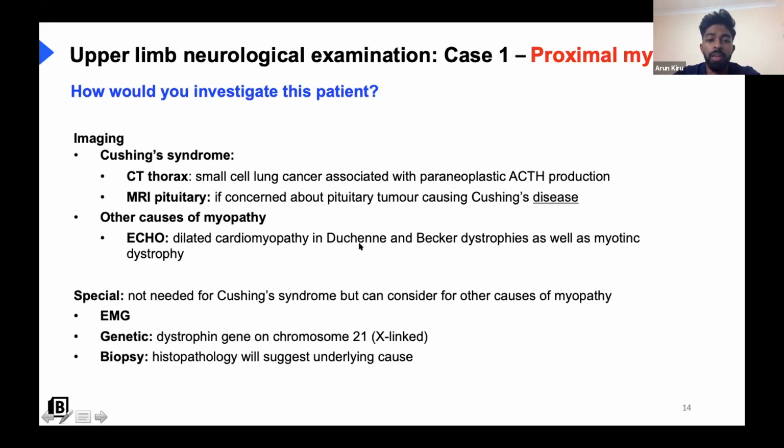Other causes of myopathy, I know Duchenne's and Becker's are linked to dilated cardiomyopathy, so I like to do an echocardiogram.